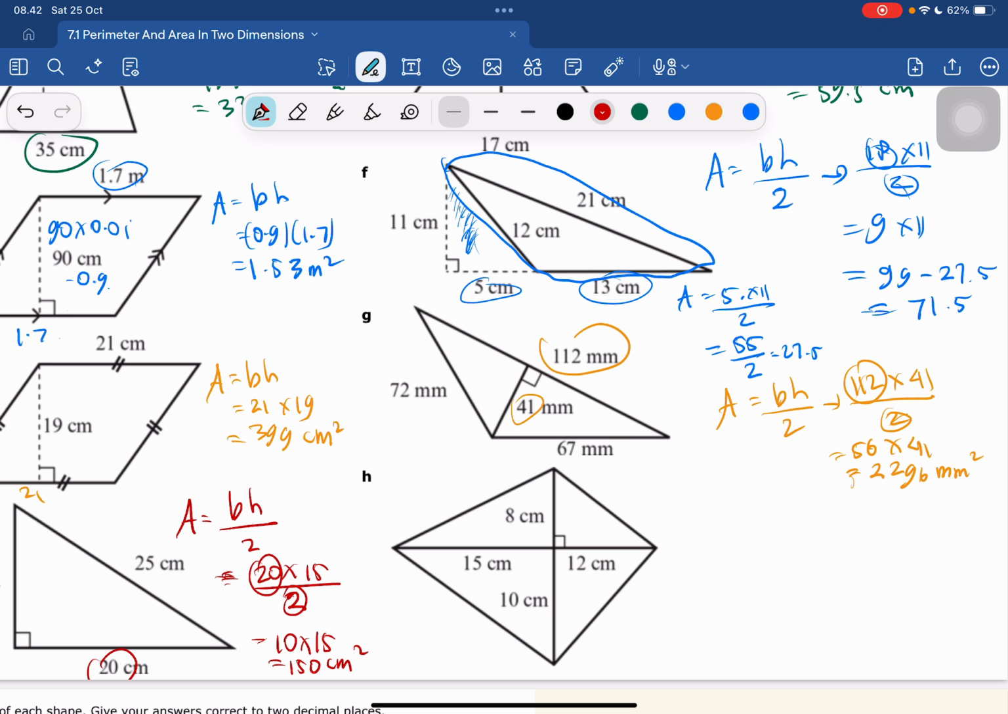Now this is a kite. So the product of the diagonals. So we can write it for the kite. Area of kite is 1/2 multiplied by the product of the diagonals. Okay, product of the diagonals. So we can see it from here. We got 8, and also we got 10, we got 12, and we got 15. So area of kite.